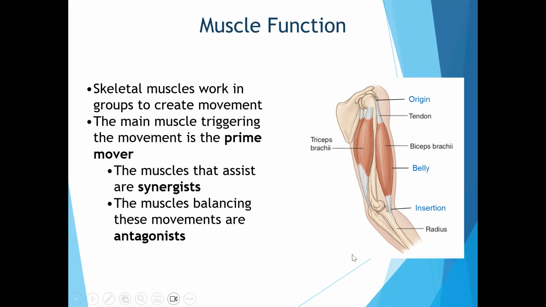The muscles that do the opposite or that are balancing that movement are known as your antagonists. The other thing I wanted to point out in this picture is origin and insertion. Your origin tends to be the fixed end of the muscle, while the insertion tends to be the end that moves towards the origin when the muscle is doing its action. So in general, when our muscles contract, the insertion gets closer to the origin.